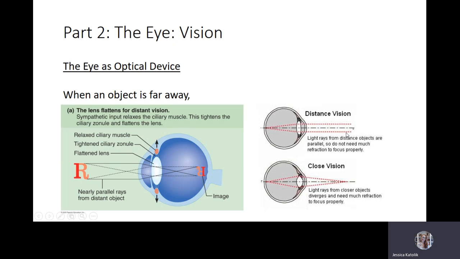So when an object is far away, the rays of light are roughly parallel. The cornea will do most of the bending of that light, and therefore the lens doesn't have to accommodate that light very much, so it will be relatively flat.